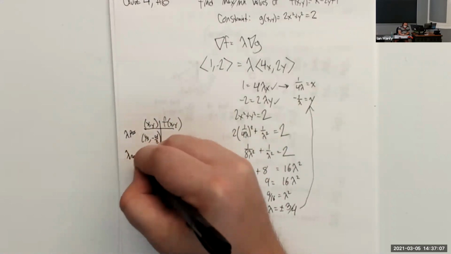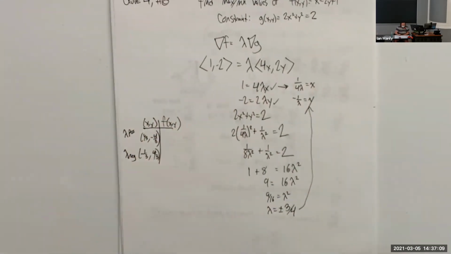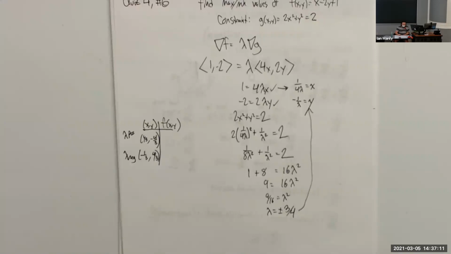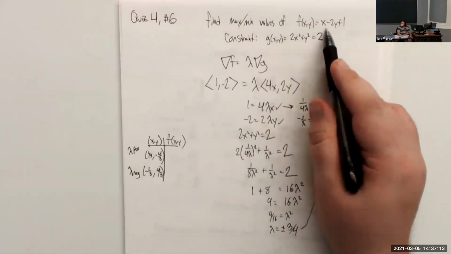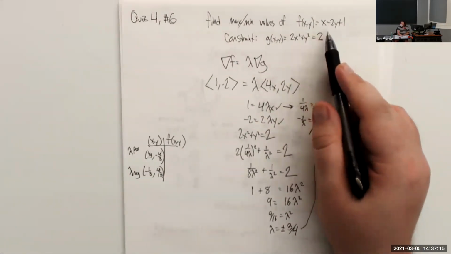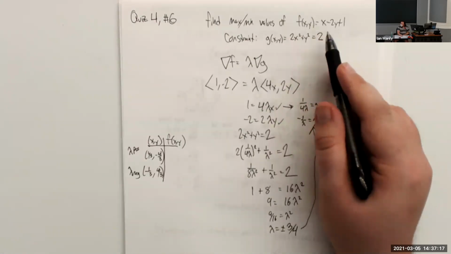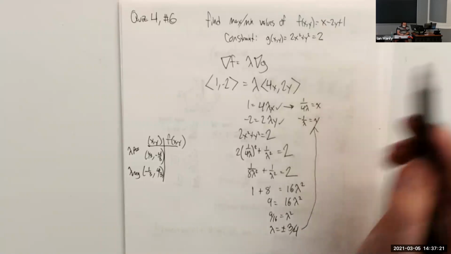Lambda negative. All right, and then we just need to plug these into the function all the way back up here and see which one is going to be biggest and which one's going to be smallest right here. All right, so let's see.